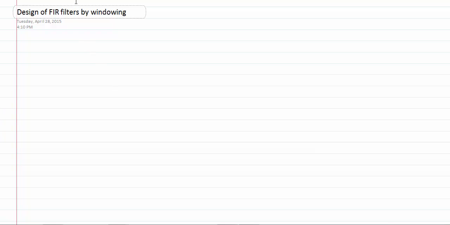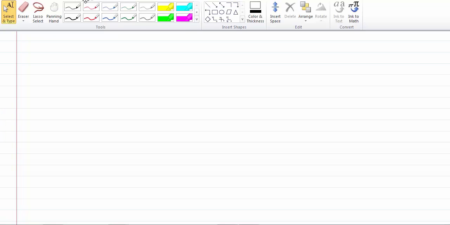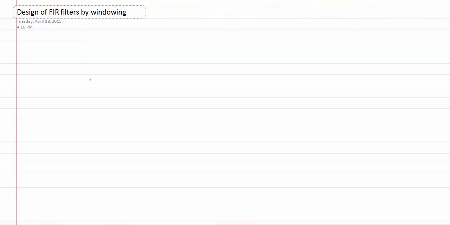Okay, so far we have been talking about different types of FIR filters and their properties and what role the zeros play, but we have not really talked about if I am interested in a desired frequency response, how do I design an FIR filter? How do I create an FIR filter that satisfies that desired response? So for that, we'll learn the method of windowing. That is just one of the ways of designing FIR filters.